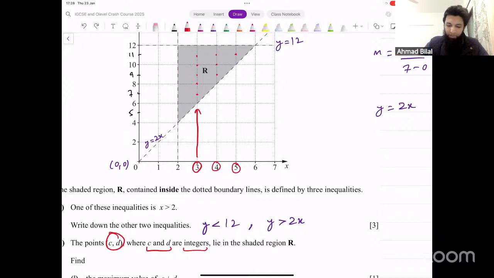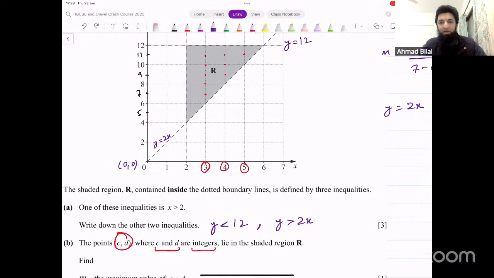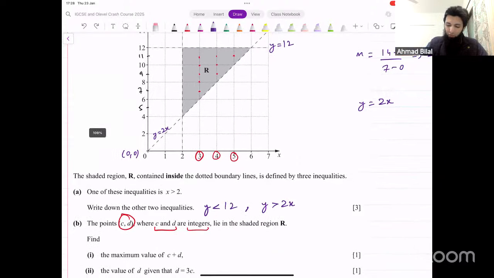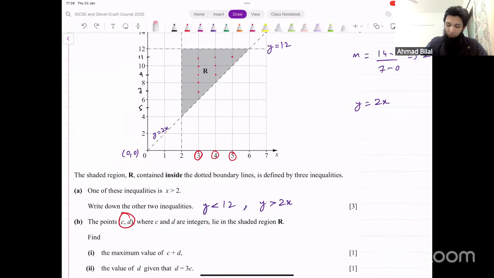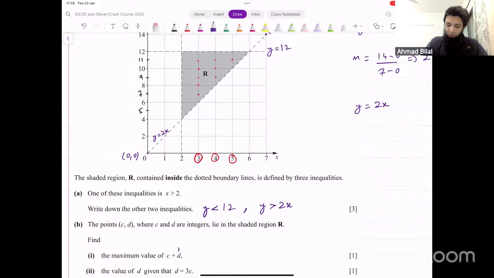Okay. And with 4 as the x coordinate, the y coordinate could be 9, 10, 11. And with 5 as the x coordinate, the y coordinate could only be 11. These are all the possible points inside that region that have both their x and y coordinates integers. What we need to do is find the maximum possible value of C plus D.